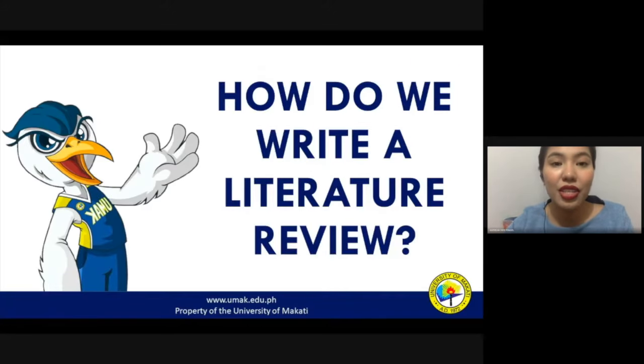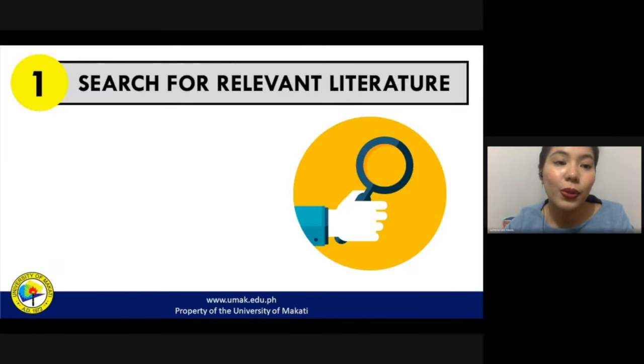Now, how do we write a literature review? Writing a literature review may be a painstaking task, especially if you're not really into research or you're not really into reading. Okay. However, there are certain steps that we can take to ensure that we can produce at least a good literature review. Okay, so the first thing that you can do is search for relevant literature. And by relevant, we only mean pieces of information that are connected to the topic that you are going to be discussing on your research or your academic paper.